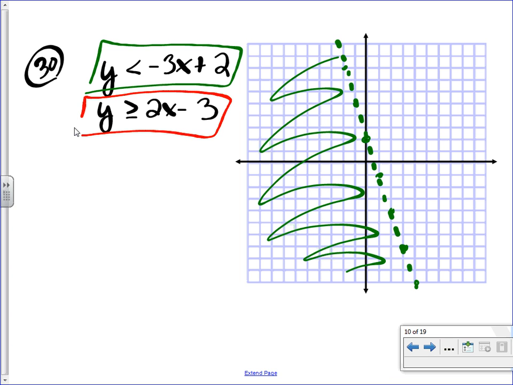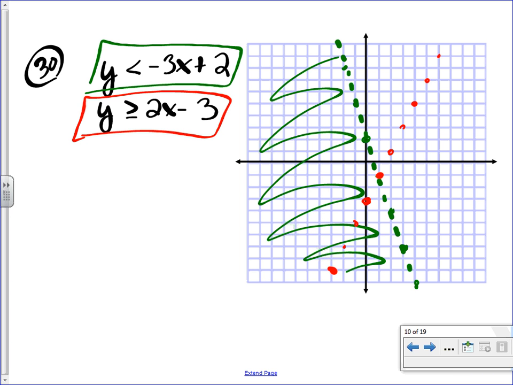Now I'll graph this inequality. -3, that's going to be right here. 2, that's our slope, meaning we're going to go up 2 and over 1. Up 2 and over 1. We can even go down to the left.